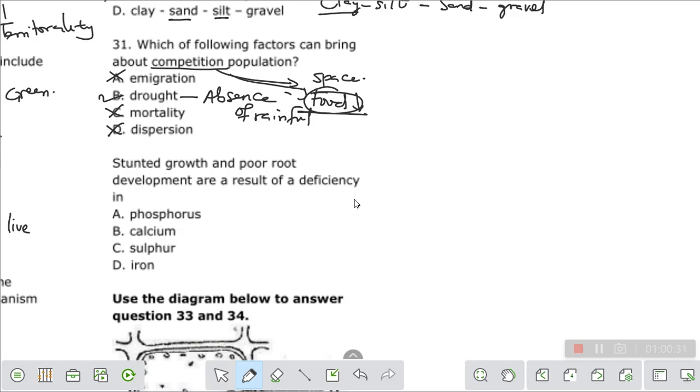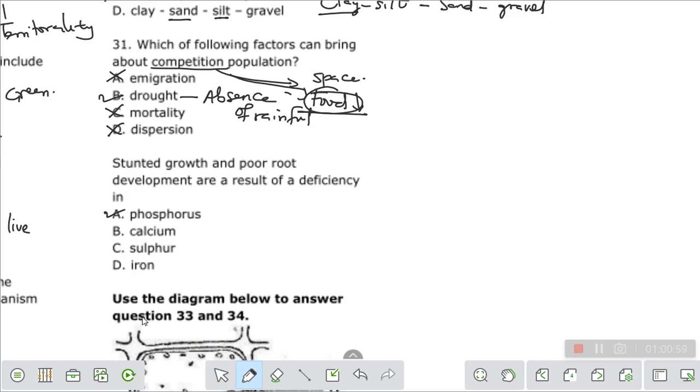So look at this next question now, number 33 and 34. The cell organelle solely responsible for respiration. Now look at this organelle. They say use the diagram below to answer question 33 and 34. So the cell organelle solely responsible for respiration, is it nucleus? Is it nucleolus? Is it endoplasmic reticulum? Is it mitochondria? So I told you mitochondria when I was teaching you about respiration.